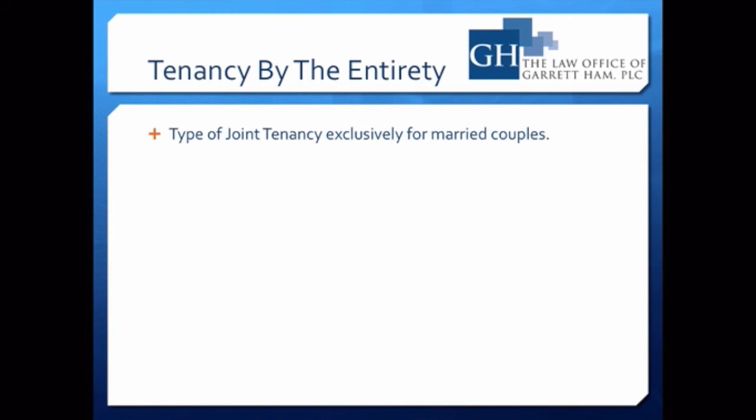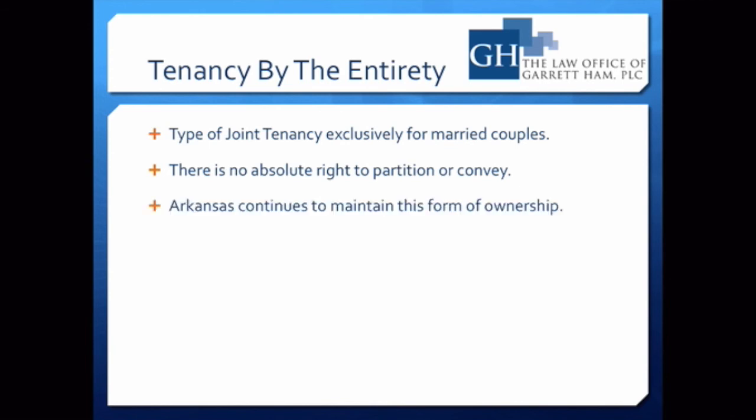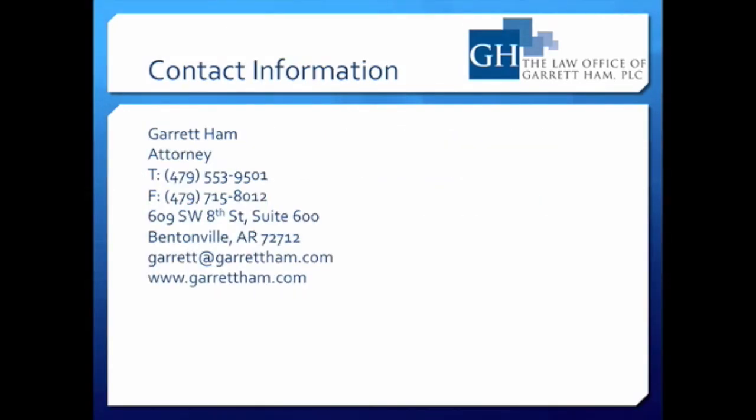Unlike joint tenancy, however, tenants by the entirety generally lack the right to sever the tenancy, as husband and wife are considered one person. Therefore, terminating a tenancy by the entirety, whether by partition or conveyance, requires the consent of both parties. Many states have abolished tenancy by the entirety. Arkansas, however, continues to maintain it. So, if you have bought a house with your spouse in Arkansas, you probably own it as a tenant by the entirety.